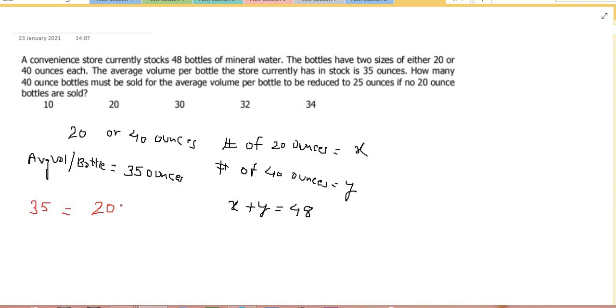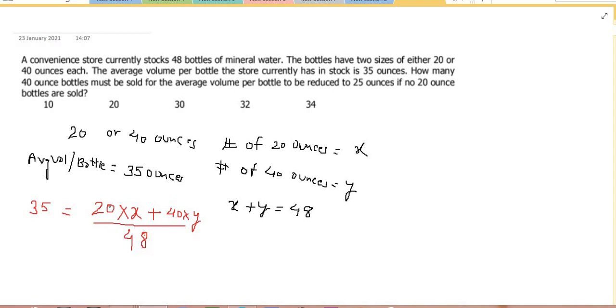So how much water is available in 20 ounce water bottles? The 20 ounce water bottles are X in number, so 20X, this much water is available in 20 ounce water bottles. Similarly, 40 into Y, this much water is available in 40 ounce water bottles. So now we have the total volume of the water here, right? Now this total is divided by the number of items. So how many bottles do you have? You have 48 water bottles altogether. X plus Y is equal to 48, right?